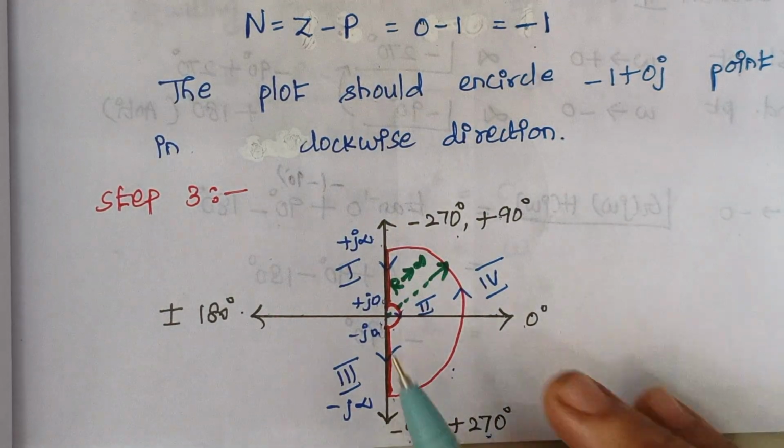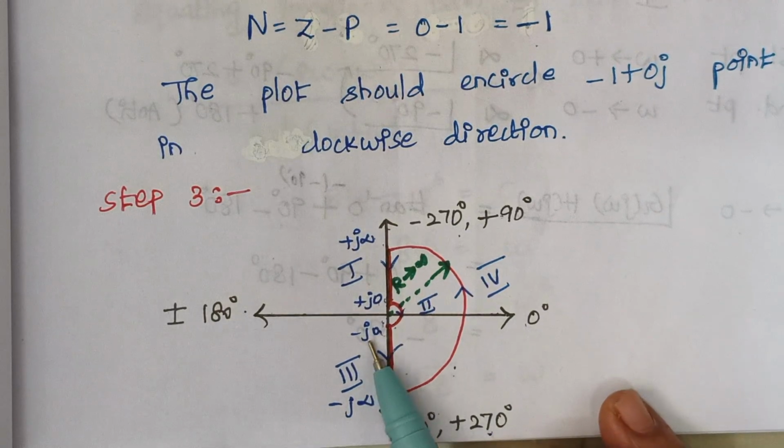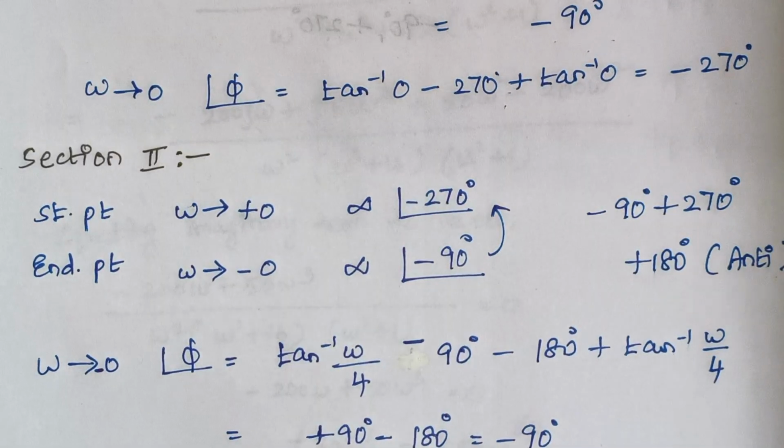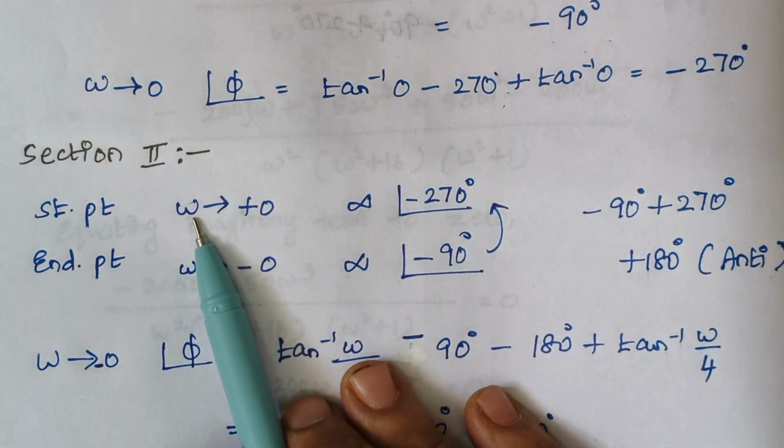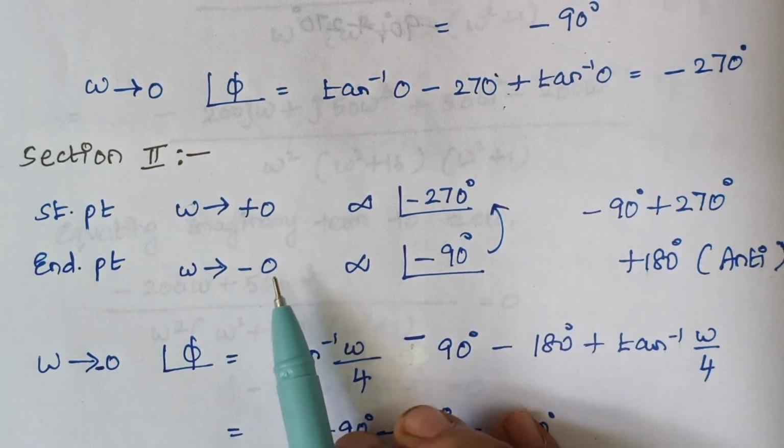Now we are moving to section 2. In section 2, the starting point is plus j 0 and the ending point is minus j 0. So here the starting omega is plus 0 and the ending omega is minus 0.